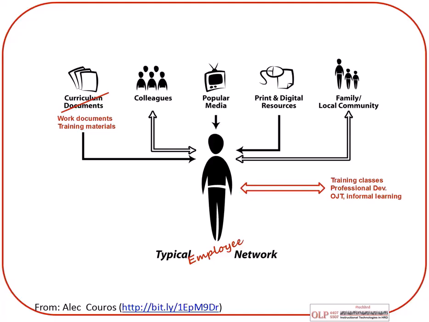This kind of network, what Alec Couros refers to as the typical teacher network, what we're going to call the typical employee or individual network, I think of this more as a casual or almost an accidental PLN, because this isn't a professional learning network that someone set out to design and create. These happen to be around us, and this is just stuff we're accidentally interacting with, so that's how it becomes part of our PLN. So that's why I call it more of a casual or accidental PLN.